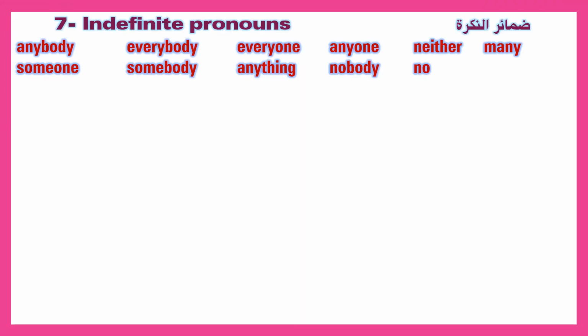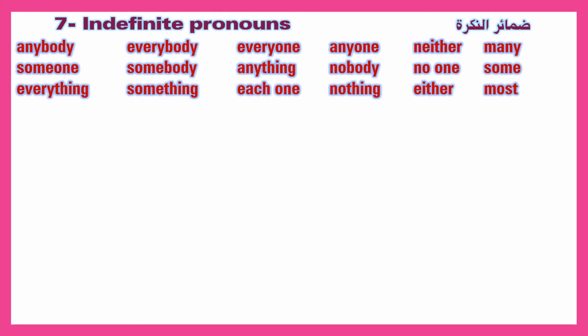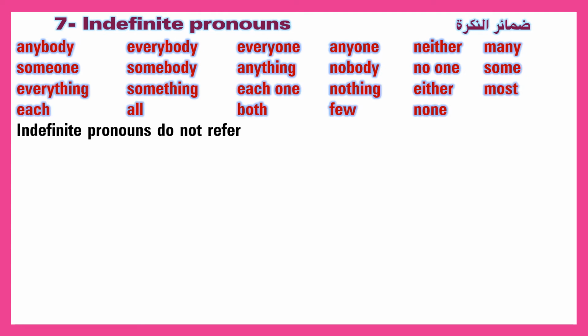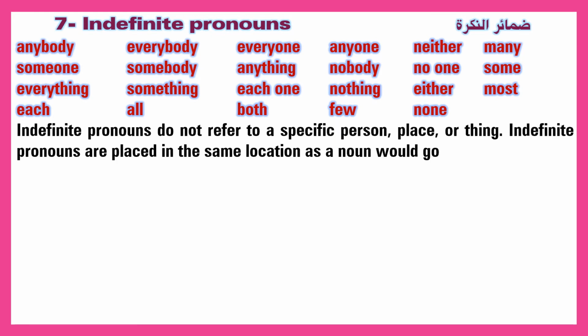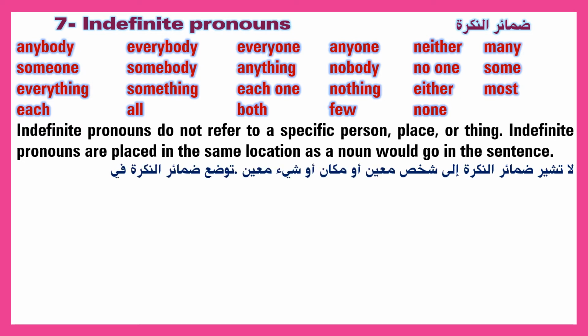7. Indefinite pronouns. Anybody, everybody, everyone, anyone, neither, many. Someone, somebody, anything, nobody, no one, some. Everything, something, each one, nothing, either, most. Each, all, both, few, none.